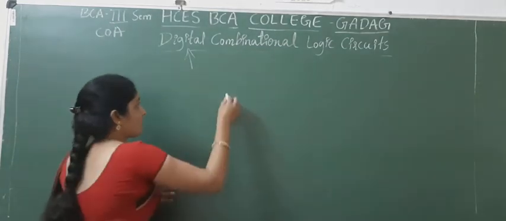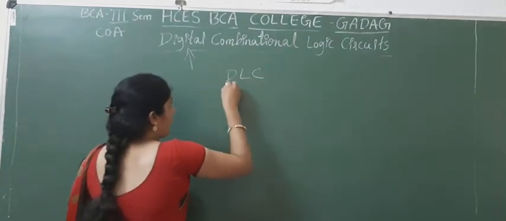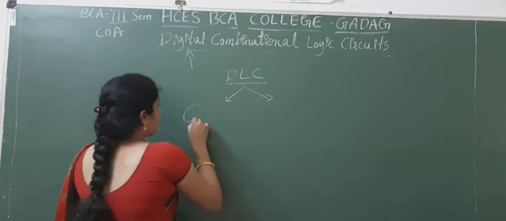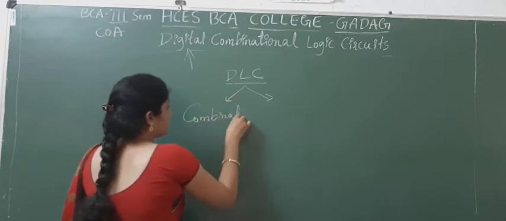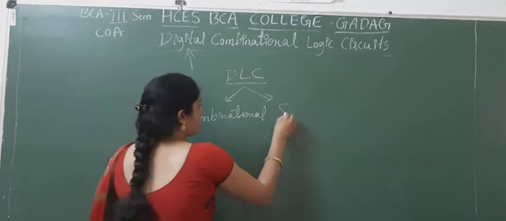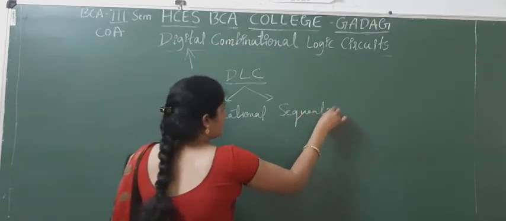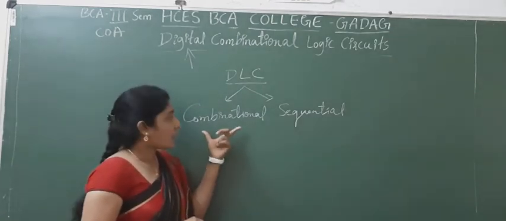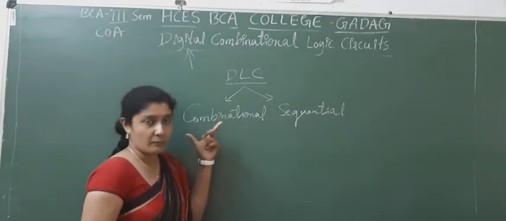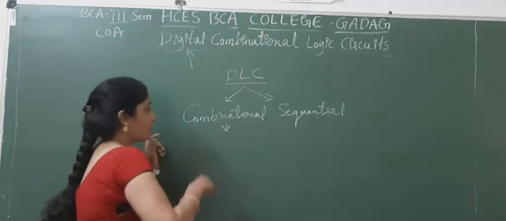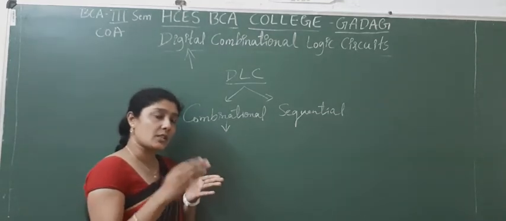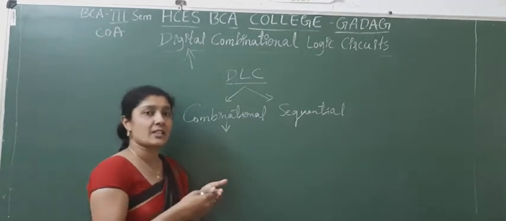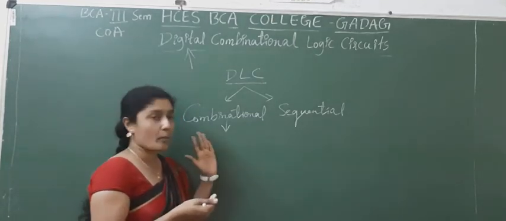Then what is this combination? In the digital logic circuits, there are two types of circuits. One is combinational, another one is sequential. So what is the meaning of combinational? A combinational digital logic circuit is a digital logic circuit in which the output depends only on the present status of the input. That is nothing but a combinational circuit.